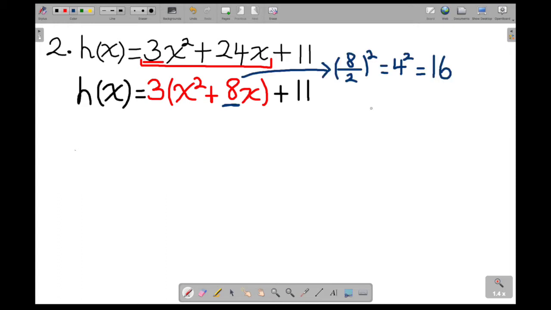The second step is to take the b, or the number that's in front of the second term, and you divide it by 2, then square it. In this case it's 8. So 8 divided by 2 squared, that's 4 squared, and that will be equal to 16.